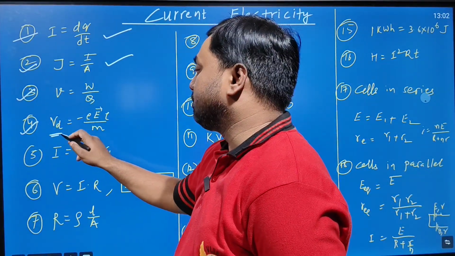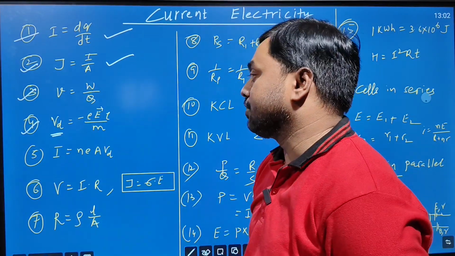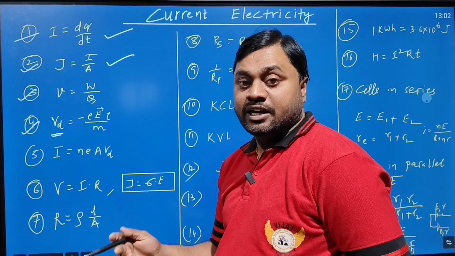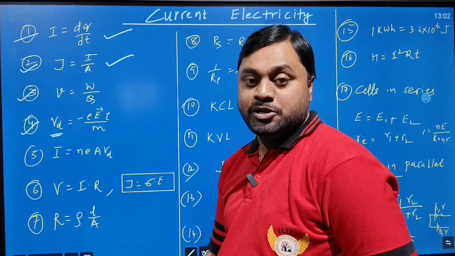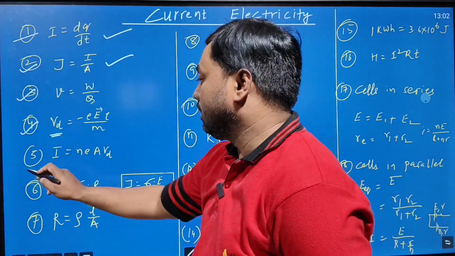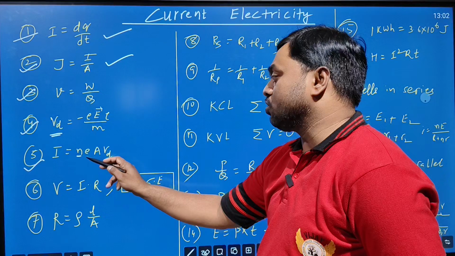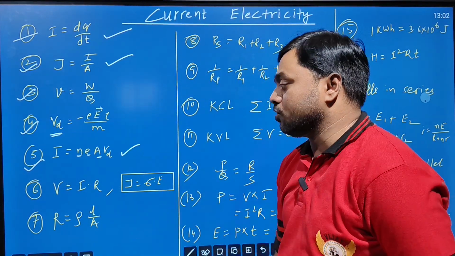Vd is nothing but the drift velocity, that is equal to minus E tau by m, where e is the charge of electron, capital E is the electric field intensity, tau is the relaxation time, and m is the mass of electron. Next, I is equal to N e A Vd. N is the number of electrons, e is the charge of electron, A is the area of cross section, and Vd is the drift velocity.